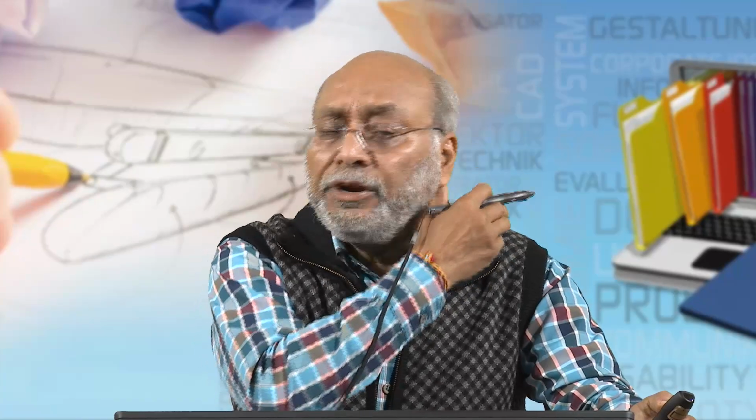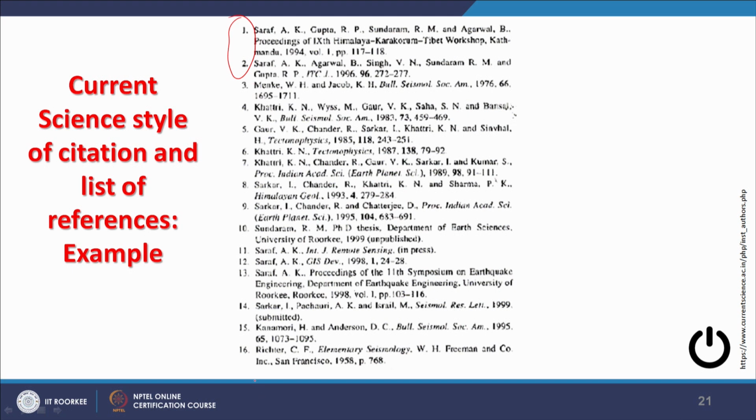If there are references which have been cited in the text but are missing in the list of references, it is again very bad. So, it is very important that all references cited in the text must appear in the list of references. I gave the example of 1 and 2 in the Current Science method. They give the number and it is not sorted alphabetically. The references appear in the order in which they appeared in the text.